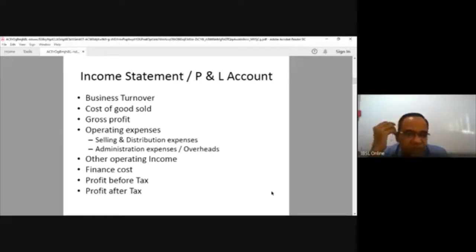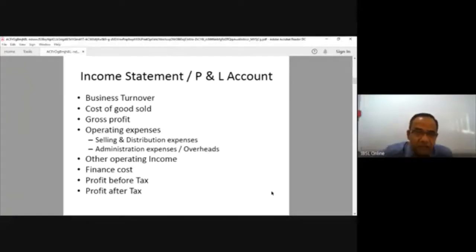Otherwise, what happens is that business turnover, cost of goods sold, gross profit, then operating expenses: selling, distribution, administrative expense, overheads, and all you charge, and then you get the other operating income also included. Then you charge the finance cost, you get the profit before tax, and then you charge the taxes, and then you get profit after tax. So normally this is the way the P&L account will appear.